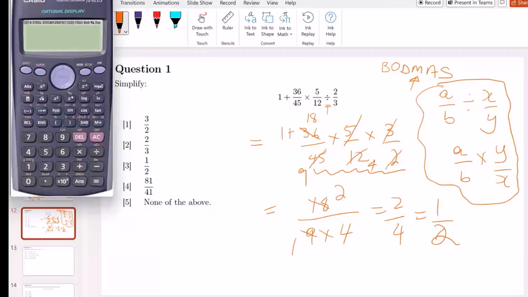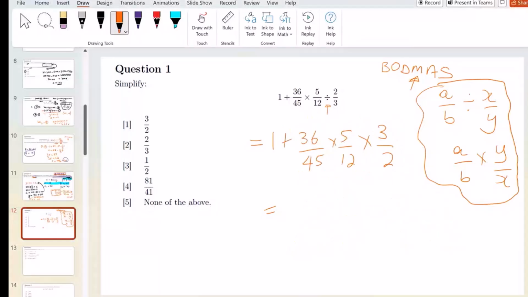So 1 plus 36 over 45, multiply 5 over 12. I'll do it step by step. Multiply by 3 over 2. Okay, so let us not rush this. I'll start with this one: 45 divided by 5, it's 9. So I've got 1 plus, this is going to be 9. 36 over 9 multiplied by 1 over 12 times 3 over 2. Yes, step by step.